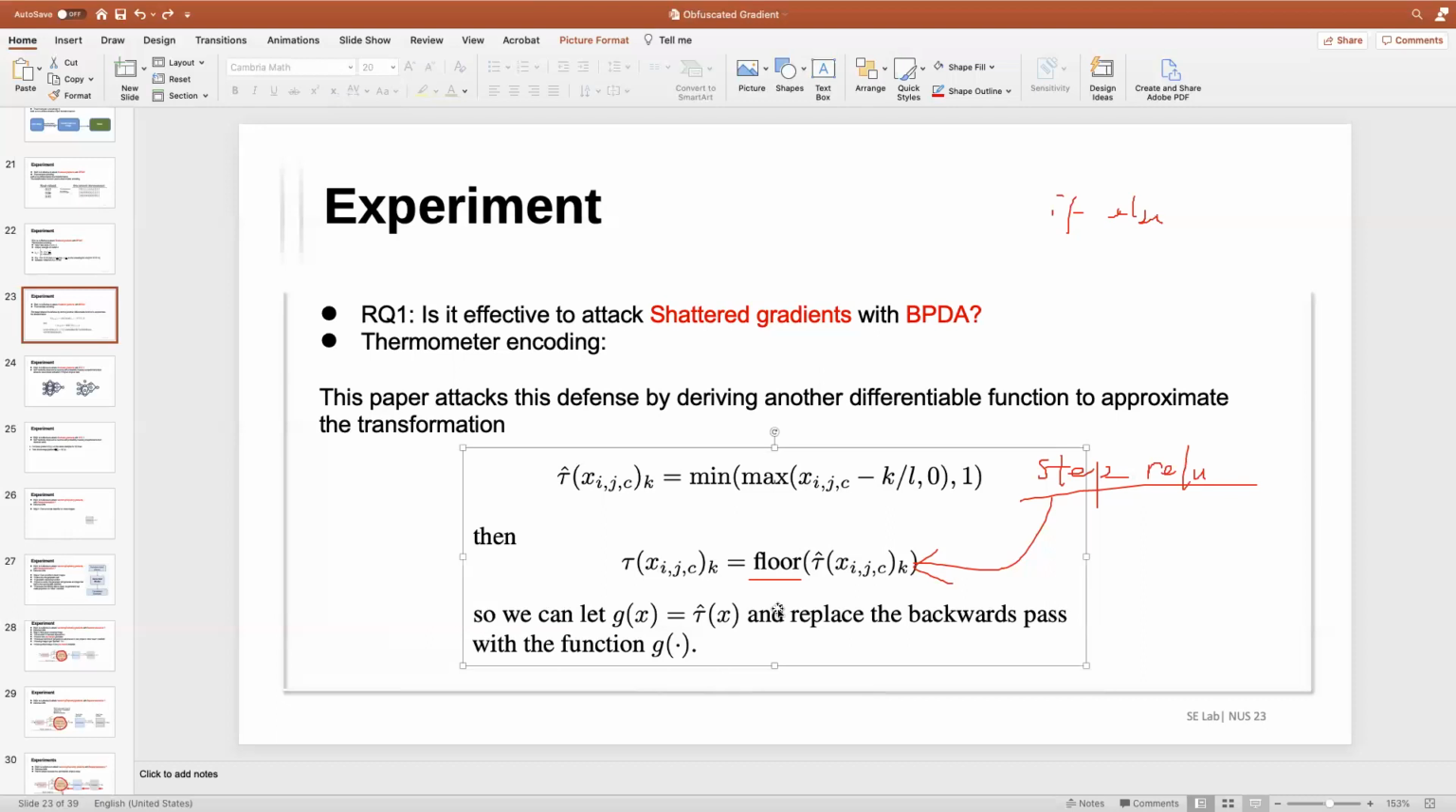Wait. They use tau prime x instead of tau x. So here they said they use tau prime x as the Jacobian, not tau x. So it actually changed the gradient here. That is a little bit tricky, and I sense a research opportunity here.